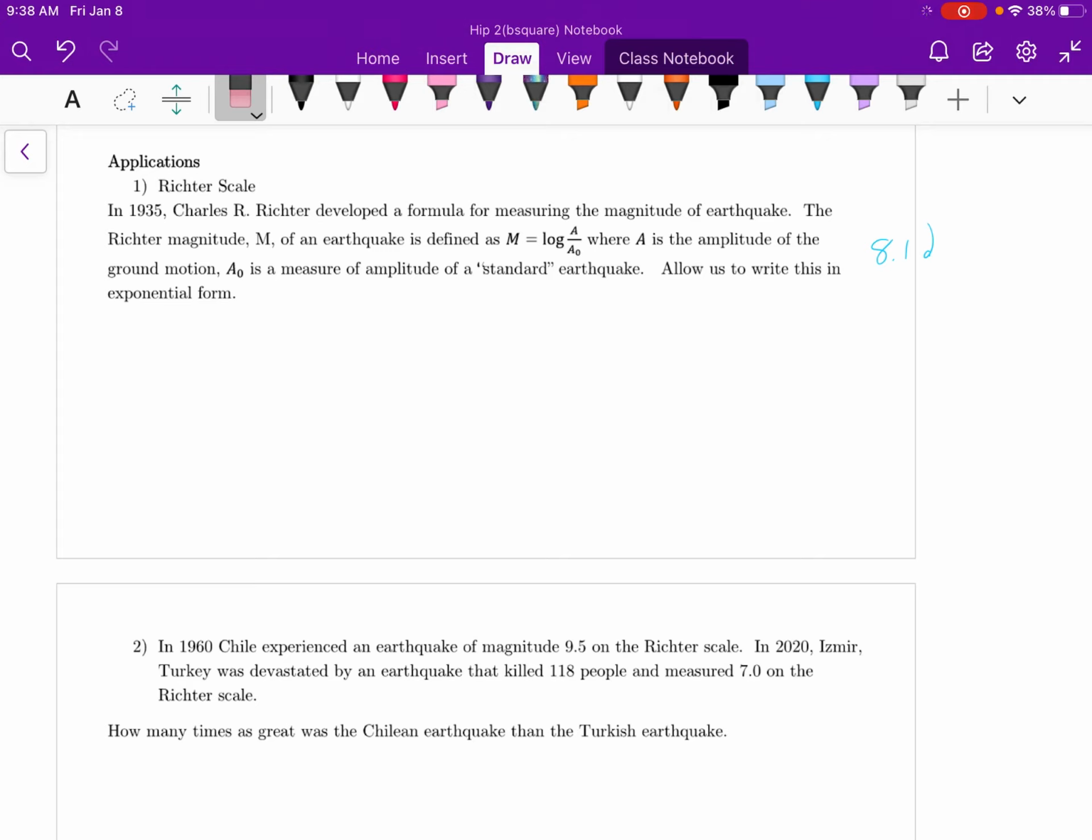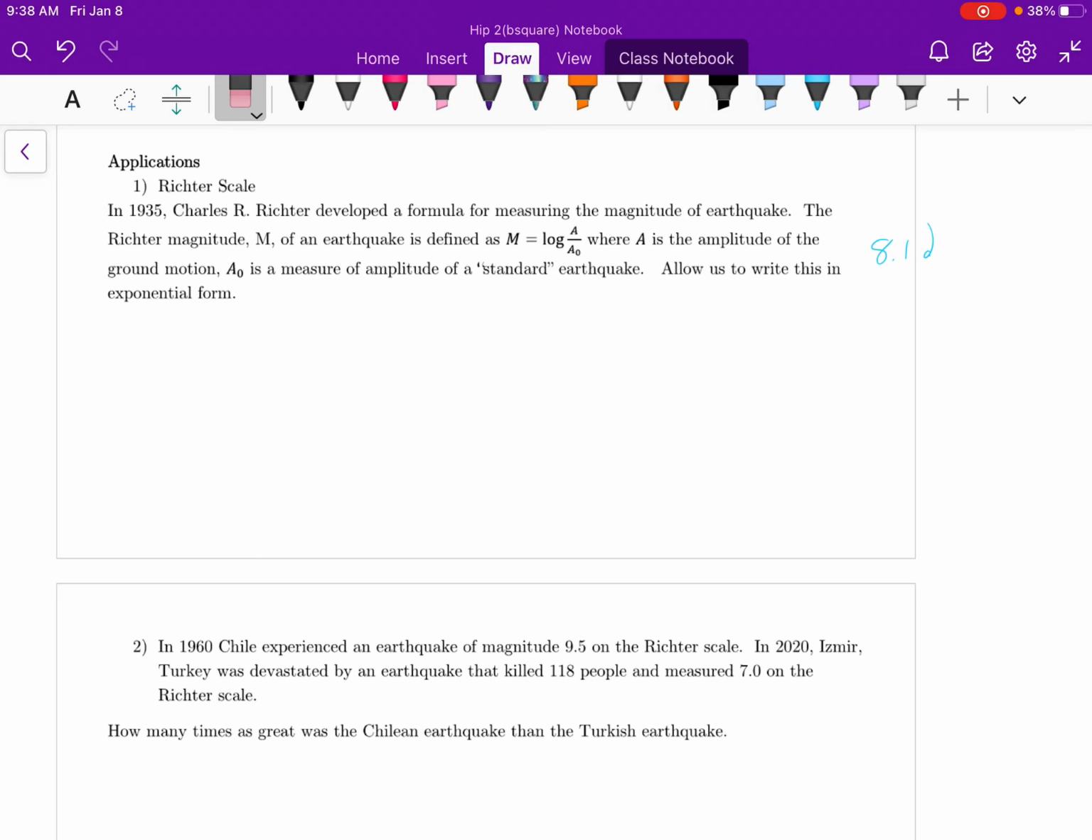Welcome back, everyone. We're going to talk about the Richter scale now, earthquakes. So in 1935, Charles R. Richter developed a formula for measuring a magnitude of an earthquake. The Richter scale magnitude M of an earthquake is defined by M is equal to the log of A over A naught, where A is the amplitude of the ground motion, and A naught is the measure of some standard earthquake, used as a frame of reference.